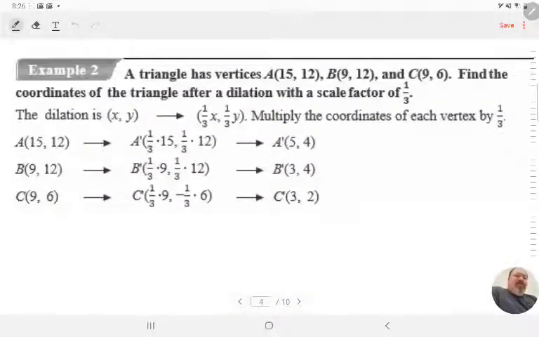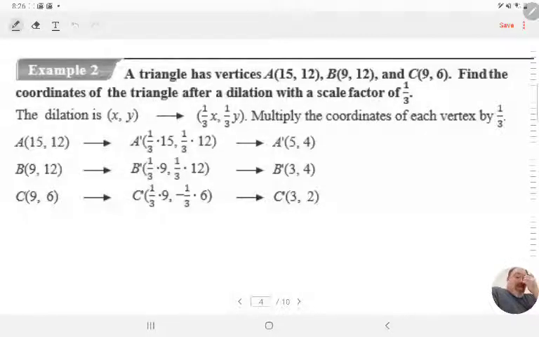So let's look at another example. It says a triangle has vertices of A is (15, 12), B is (9, 12), and C is (9, 6). Find the coordinates of the triangle after a dilation with a scale factor of 1/3. So we're not drawing anything on this one, okay? So the dilation is (x, y). So all we have to do is multiply each of the coordinates by 1/3.